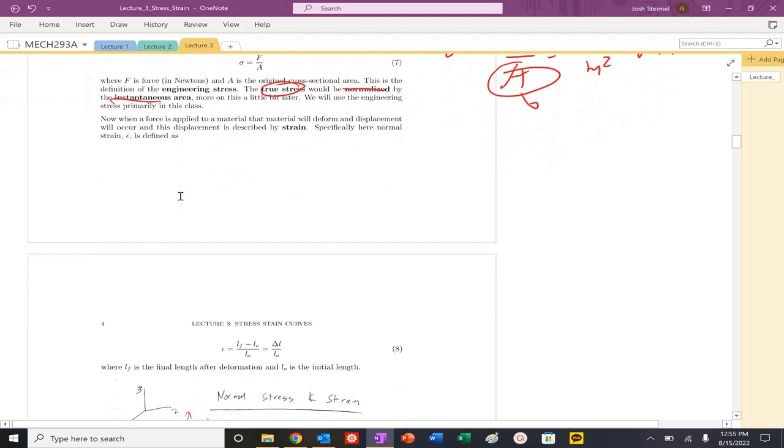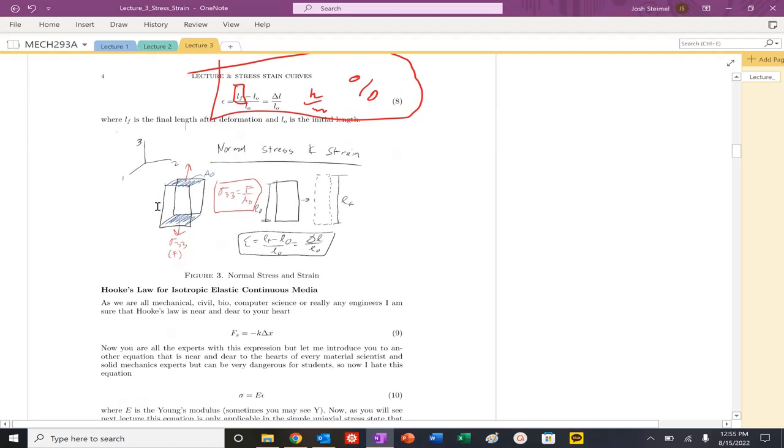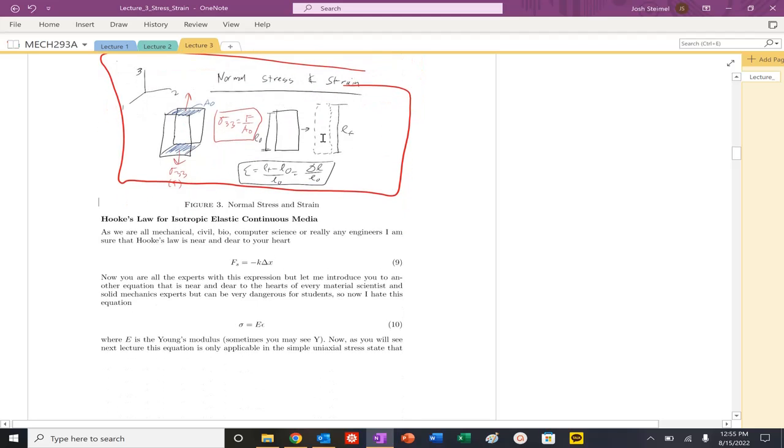And when we apply a stress, the material is going to deform and displace. And that is described by strain. So normal strain in this instance. Normal strain, epsilon, is defined as my final length after the load is released or after your experiment is done, minus my initial length, over my initial length. What are the units of strain? Unitless, meter over meter. We don't want to give it in percentage. We have to basically convert that to just a unitless value. So you can see a schematic here: normal stress, normal strain, final length minus initial length.